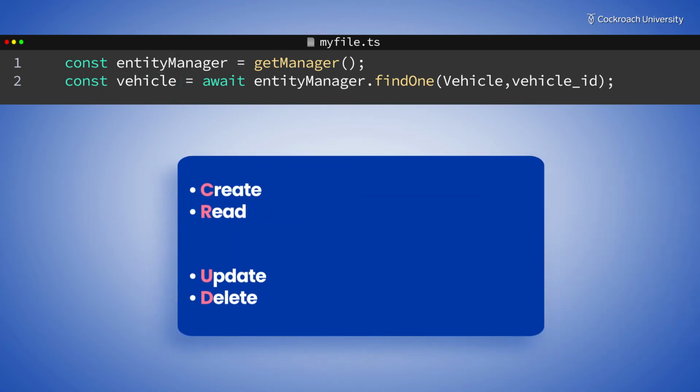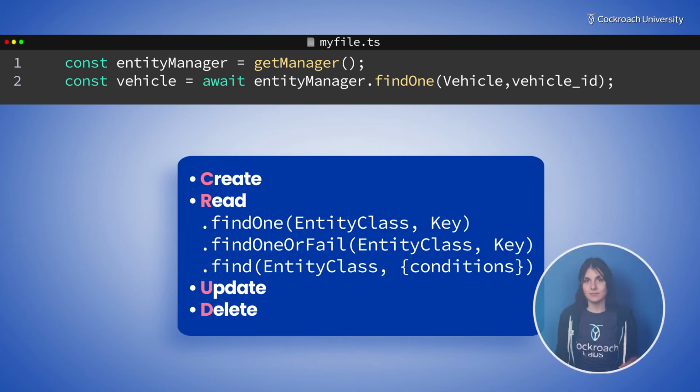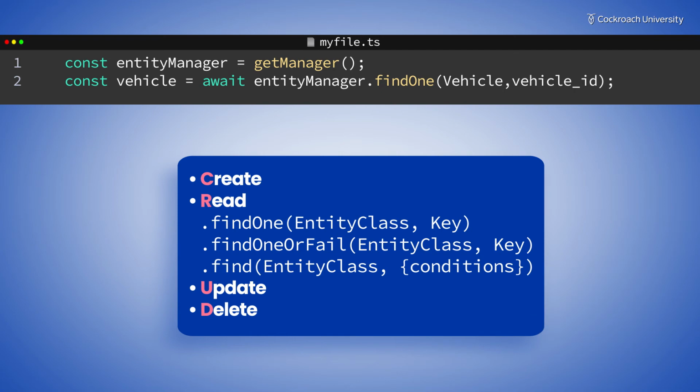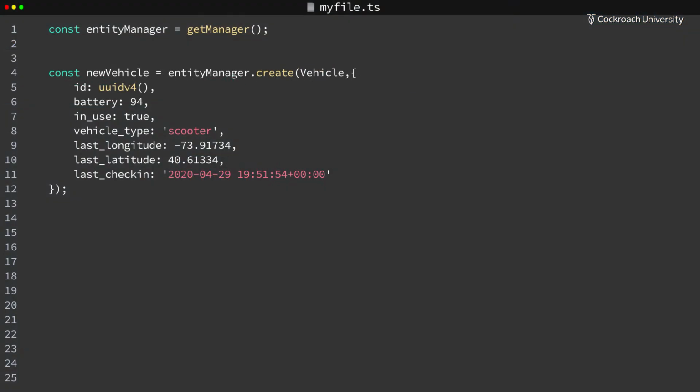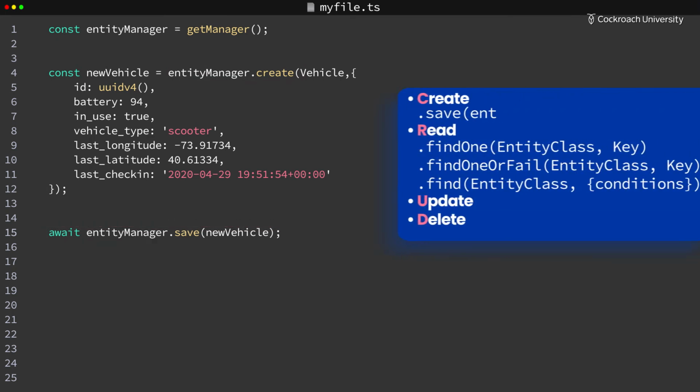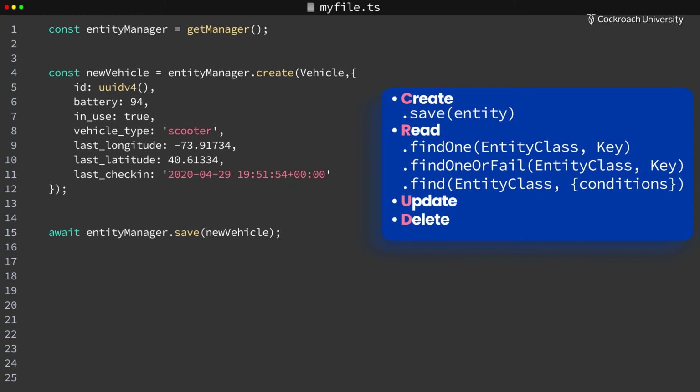There are several other methods that perform database read operations. For example, findOneOrFail is just like findOne, but throws an error when no result has been found. And just find returns a list of all entity objects, possibly satisfying some conditions. You can create a new entity in your app by simply using the create method of the entity manager. At this point, though, the entity will not be added to the database yet. For that, you need to use the save method. Save plays a double role. It inserts a new record into the table if the record doesn't exist yet. Otherwise, it updates the existing record instead.